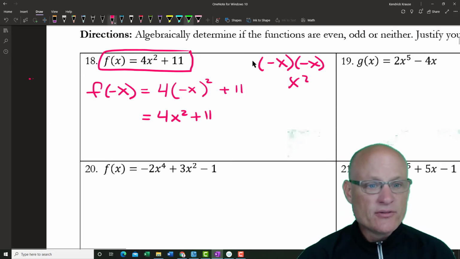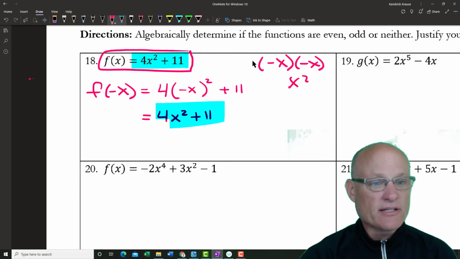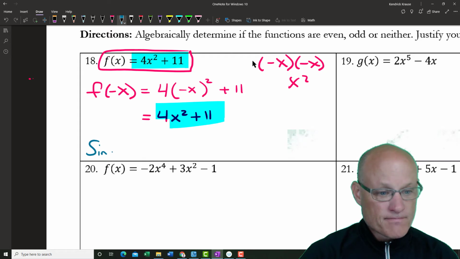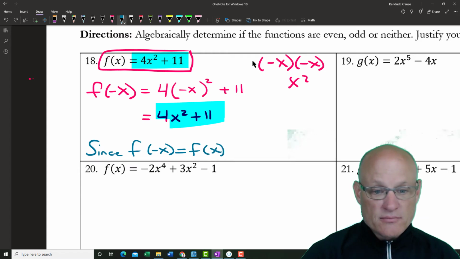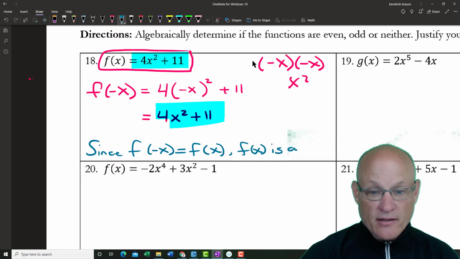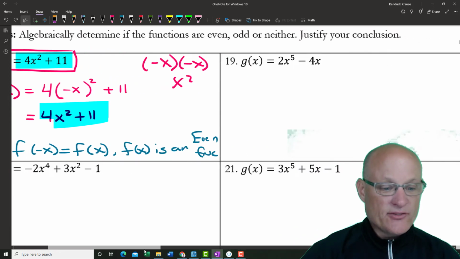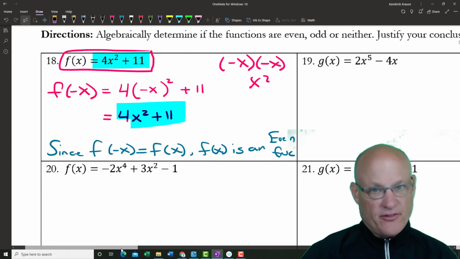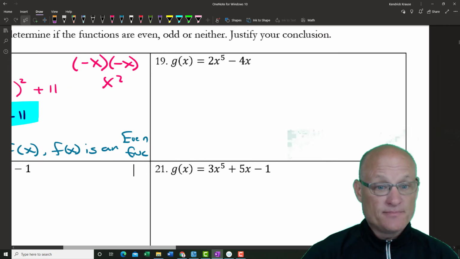Well, isn't this the same as this? So what we'll say here at the end is, since f of negative x equals f of x, f of x is an even function. All right, let's take a look at another one. And by the way, eventually you're going to say, oh my God, it's got even exponents, it's even; it's got odd exponents, it's odd. Generally, that could be true, but it's not always true. So you've got to be really careful.